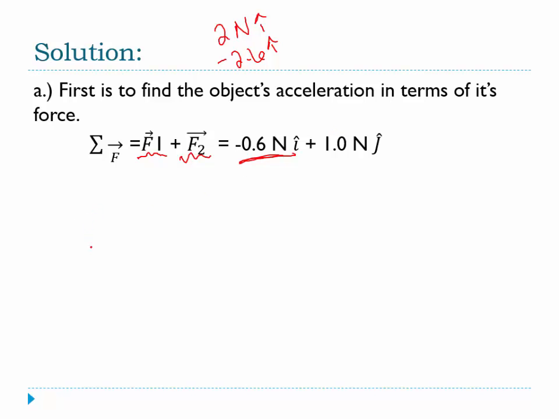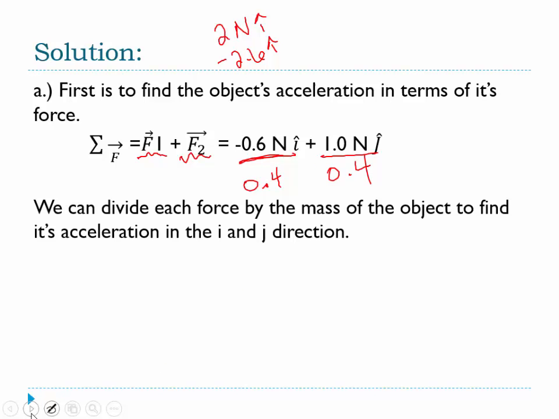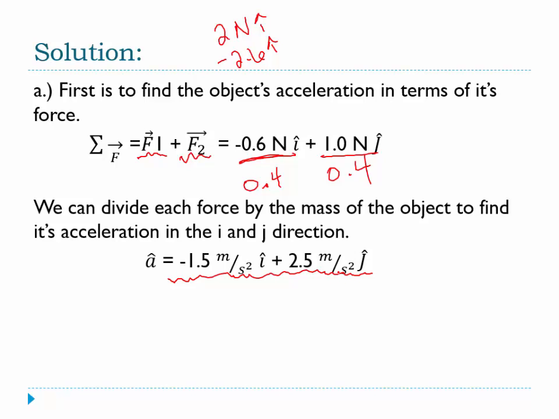So now we have the object's force, we can find its acceleration. All we would have to do is divide both of these terms by the object's mass, which in the problem is 0.4. We divide 0.6 by 0.4 and 1 by 0.4. This is our acceleration vector that we get once we do that, which is going to be super helpful to us because we can do some kinematics to find its position after 1.6 seconds as well as its velocity.